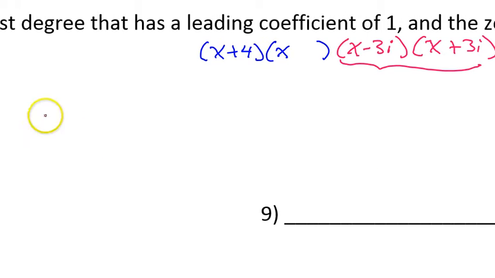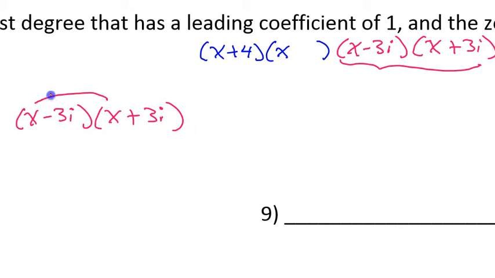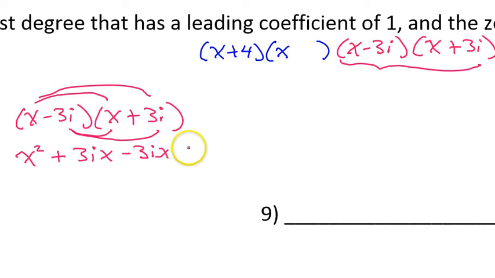I'm trying to do it off to the side here. So I'm doing x minus 3i times x plus 3i. If I double distribute this, then I've got x times x, that's x squared. x times 3i is 3ix. And then when I distribute down here, negative 3i times x is negative 3ix. Negative 3i times positive 3i is negative 9i squared. Now positive 3ix and negative 3ix cancel each other out. So now I've got x squared.